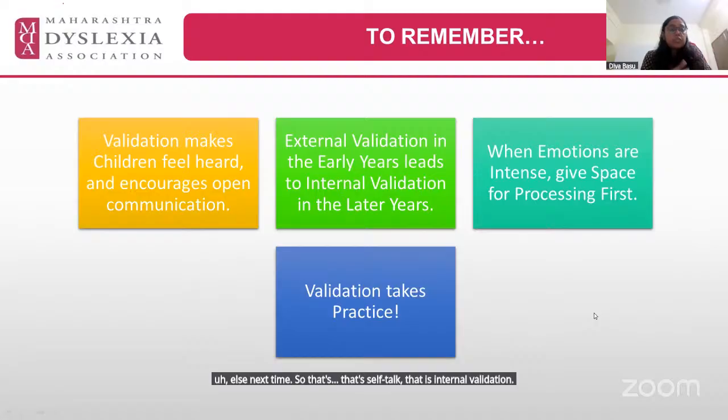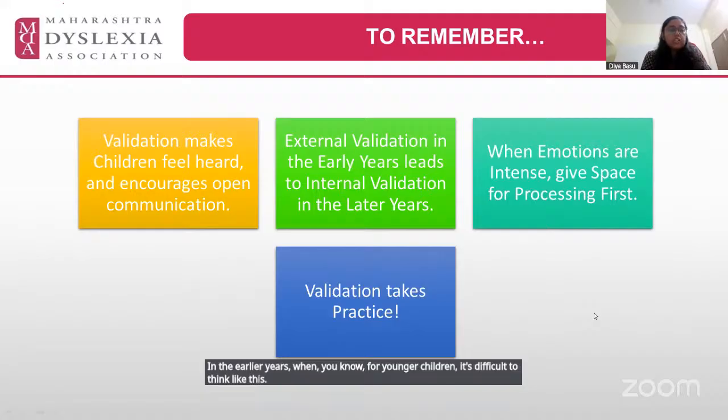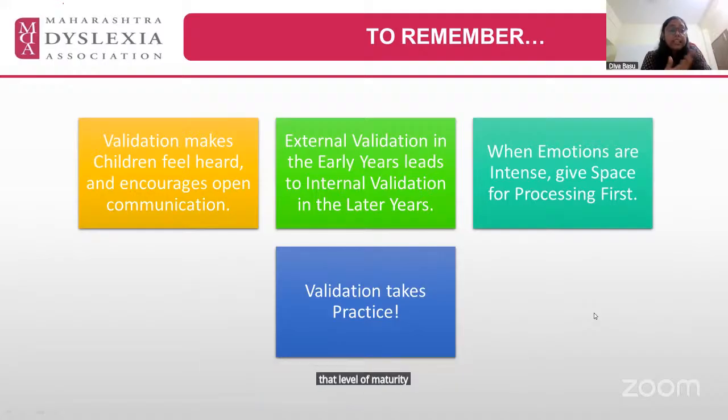Adults develop these coping strategies as they move on in life. In the earlier years, for younger children, it's difficult to think like this. That level of maturity comes later on. So external validation is extremely important because it leads to internal validation in the later years. Okay, so using the right phrases and, like I said, saying it right is important.